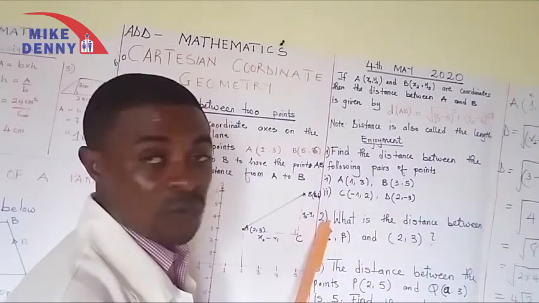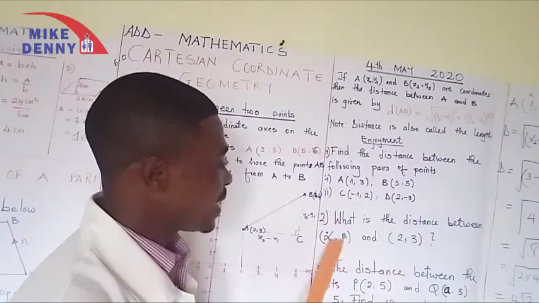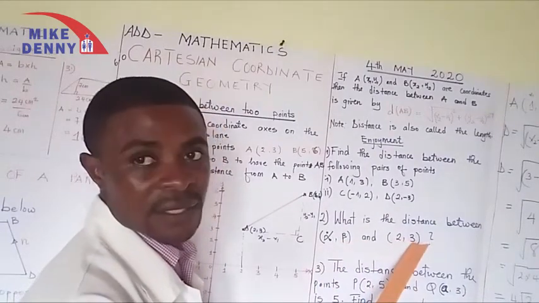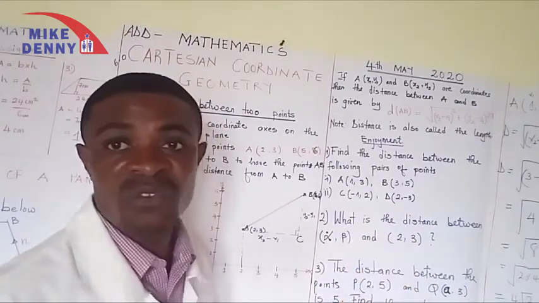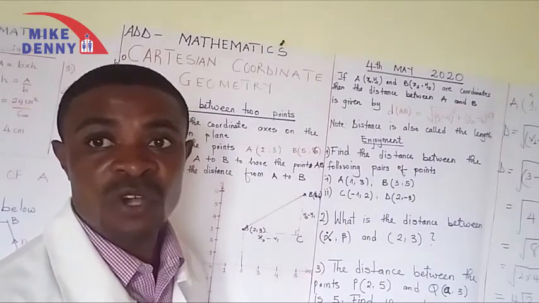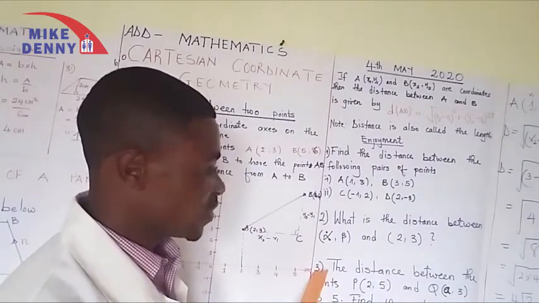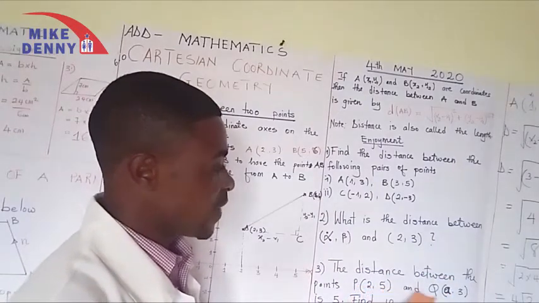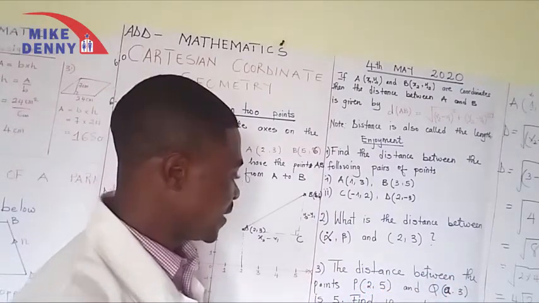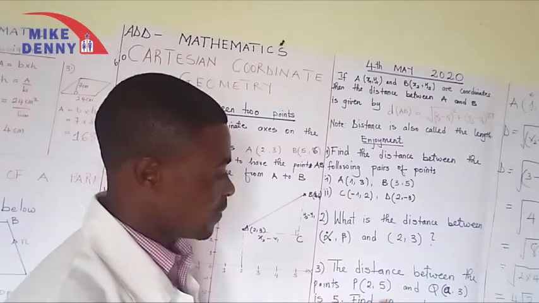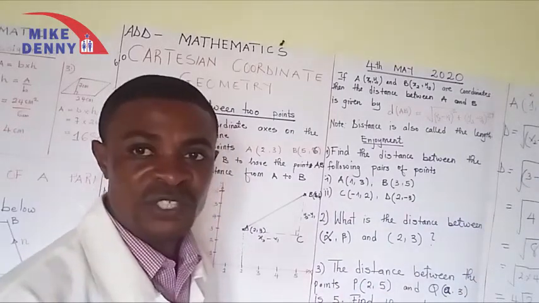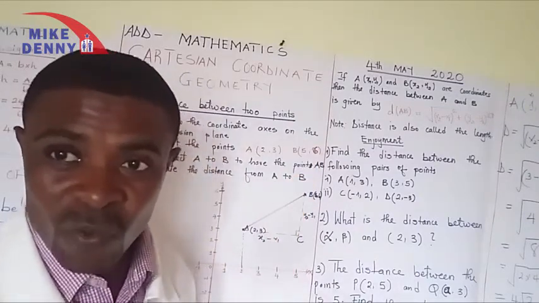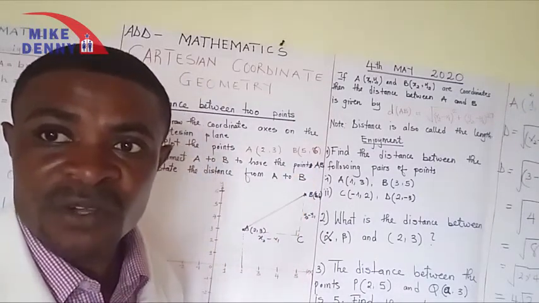Then the second question: what is the distance between (alpha, beta) and (2, 3)? Here, since the values of alpha and beta are unknown, you solve and leave your answer in terms of alpha and beta. Then the third question says the distance between the points P(2, 5) and Q(A, 3) is 5. Find the value of A. So you are going to use the general formula and calculate the value of A. But I'm going to solve the first one for you to see and follow what is happening. Then you do the other part of the question.